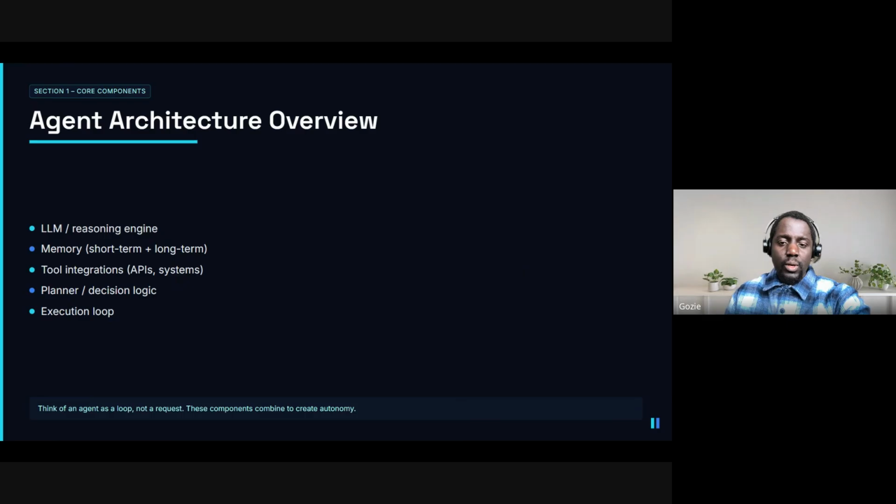Next, in section one, we'll be looking at the core components, starting with the agent architecture overview. An agent is made up of a few building blocks. The first is the reasoning engine, which is usually the LLM. The next is the memory, which might be short-term or long-term, so it can remember context. There's always a context in which the AI is making those decisions. Then the tools, which might be APIs, systems, anything it can interact with. Then there's a planner, which decides what to do next. And finally, there's an execution loop.